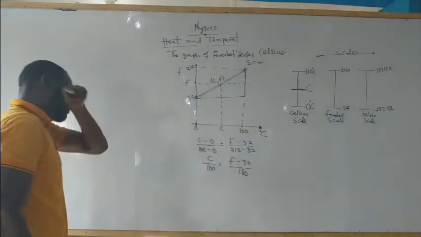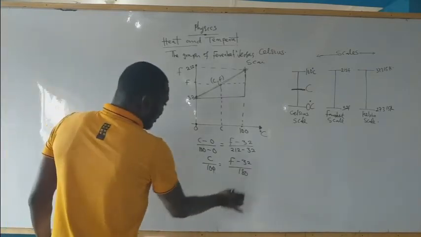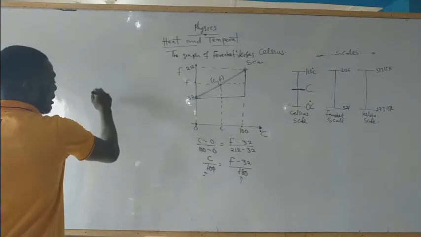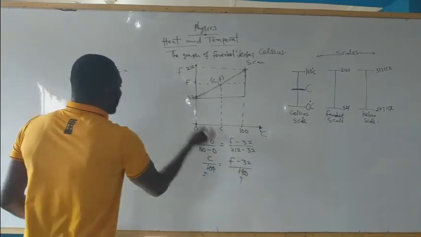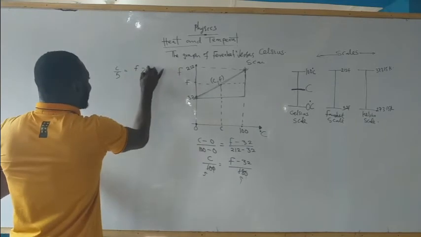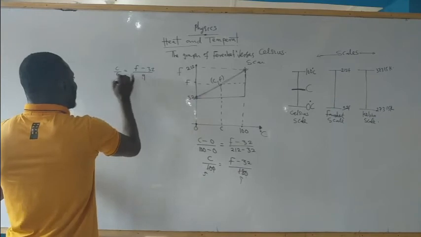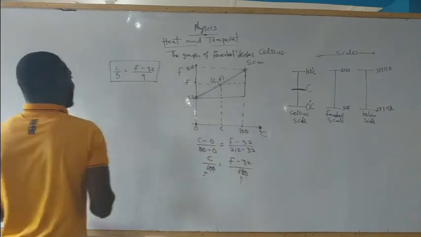Yes or no? Yes. This will give 2F5, 2X9. From there we can have C over 5 equals to F minus 32 over 9. Take notes. This is the formula.